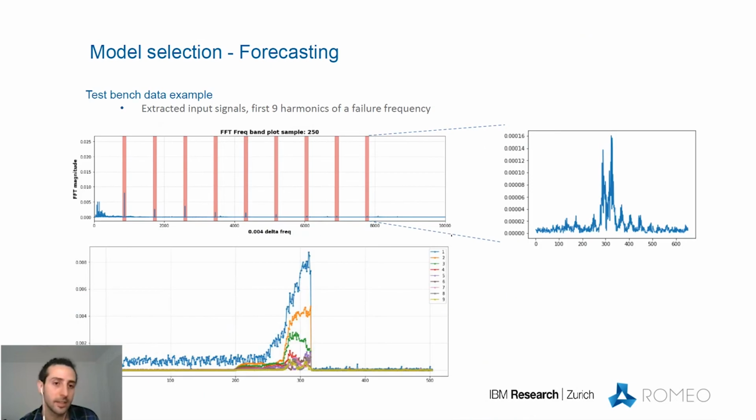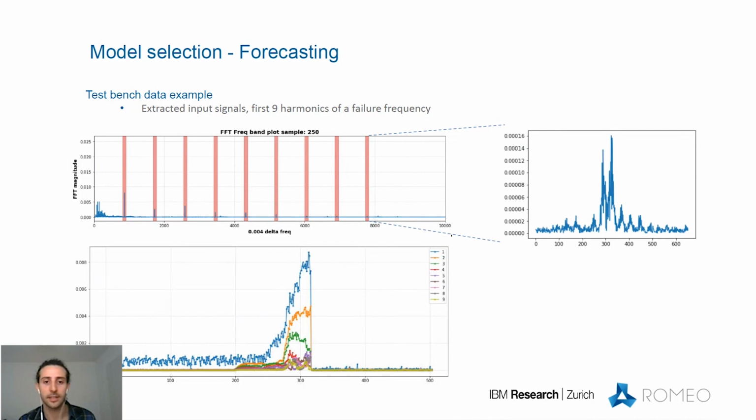So here is a case study that we've got in ROMEO. This comes from a test bench, where we are collecting vibration data using vibration sensors. What you see in the first figure on the top left are the 9 harmonics of the failure frequency that are highlighted. We start by plotting these FFT bands, and then we highlight the frequencies of interest that we want to work with. The figure on the right is a zoomed-in version of what you're seeing on the left.